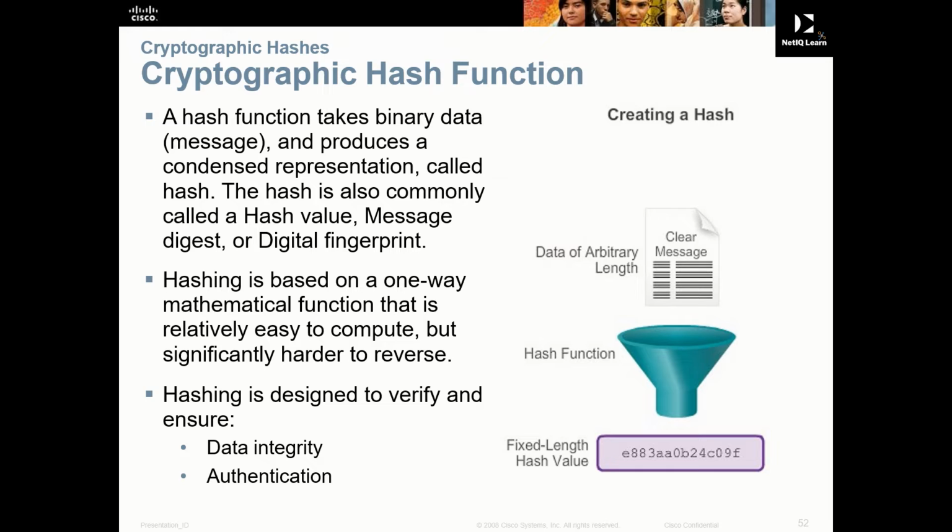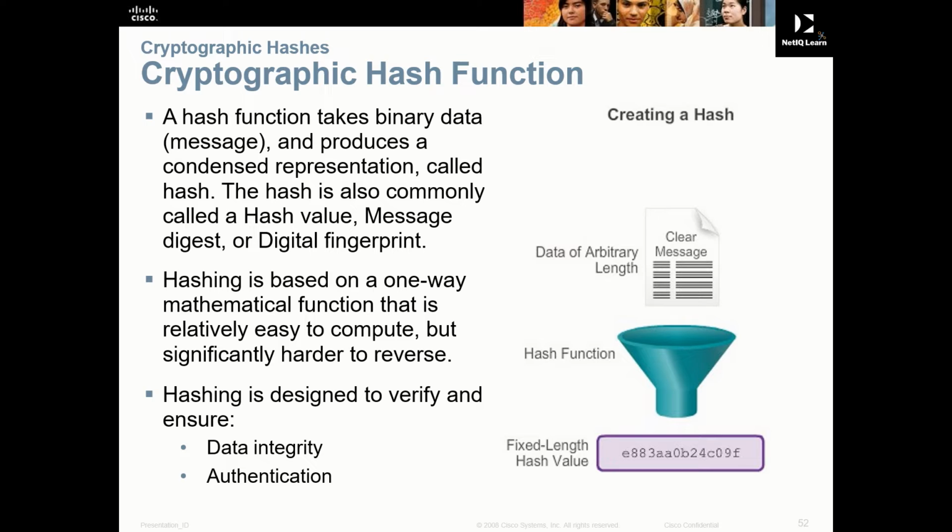A hash function takes binary data, a message, and produces a condensed representation called a hash. As you can see in this image, we send a clear message to a hash function and it then generates a fixed length hash value that is unique to that given input message. If we even change a single character of the given message, then the generated hash value will be completely different from the previous hash value. Hashing is the base of the well-known technology called blockchain as well.